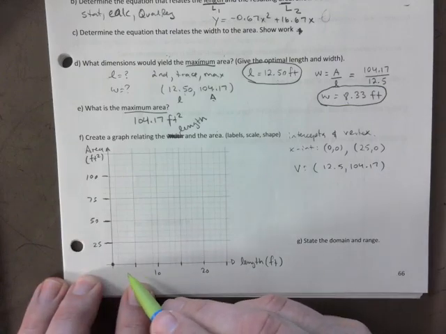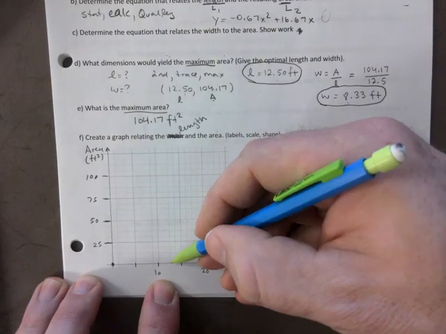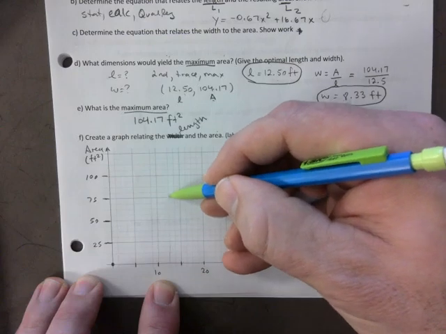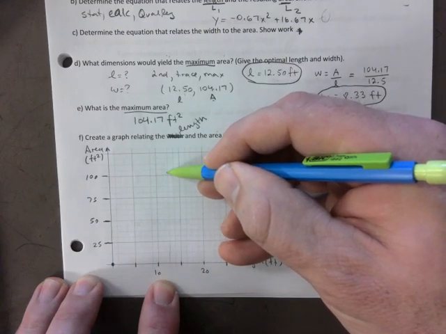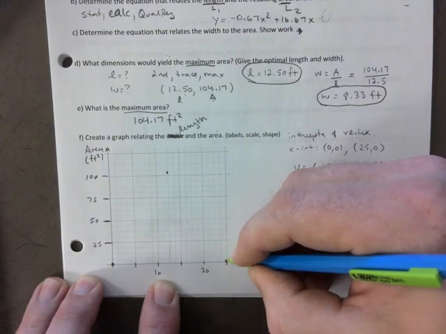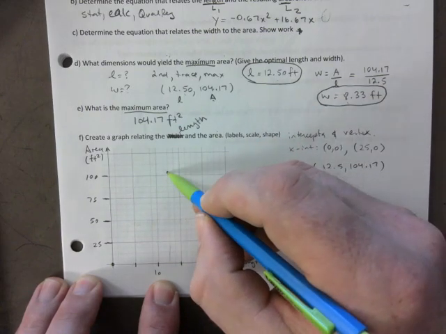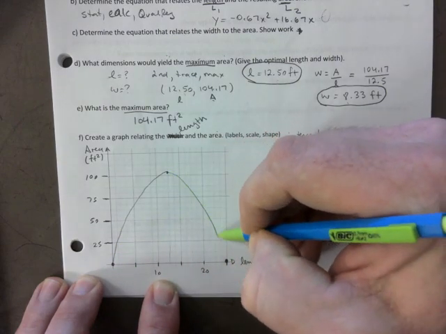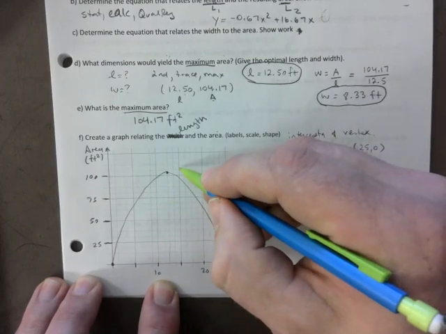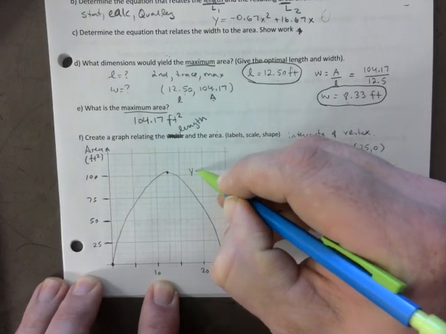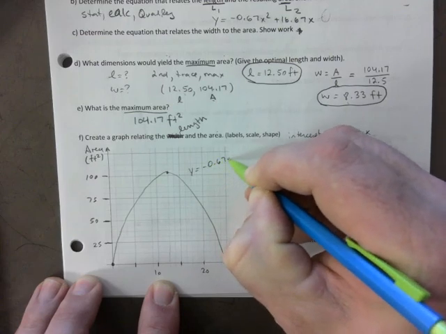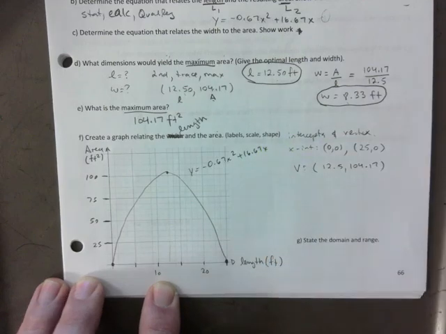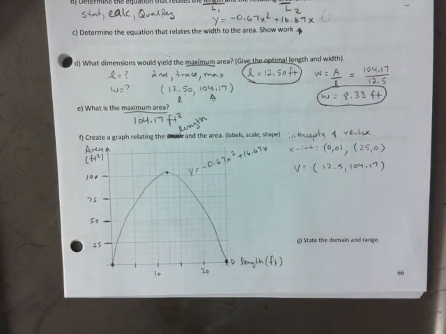So I need to go 12.5. That would be right between 10 and 15 right here. And I need to go all the way to 104 right there. And 25, 0 right on the axis. And your equation, which kudos to a lot of you, you knew that that had to be part of it. Okay.